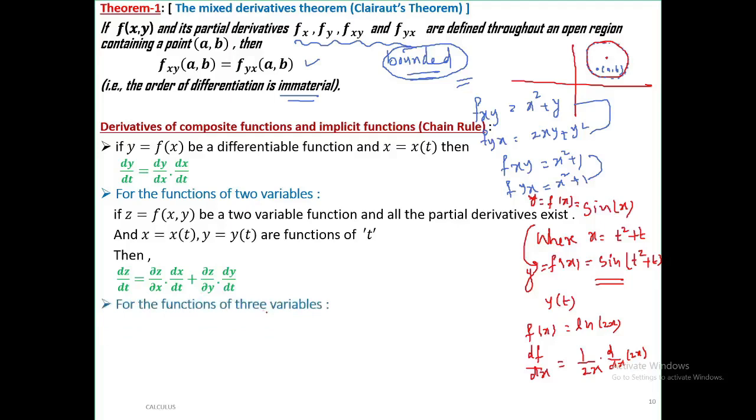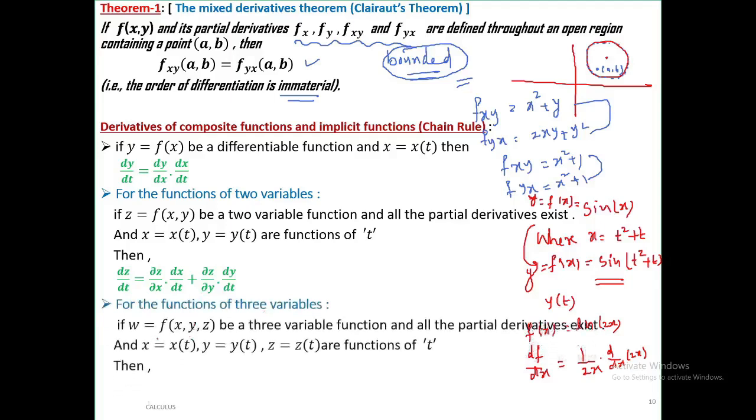And for the function of three variables, same story. If w is equal to a function of x, y, z, the three variable function, and all the partial derivatives exist, and x is a function of t, y is a function of t, and z is a function of t, then how to find dw by dt? Again, since w is a function of three variables, therefore three times you have to do differentiation. So first dou w by dou x with respect to x and dx by dt. By chain rule, x derivative is dx by dt because x is a function of t. And again dou w by dou y, and y is a function of t, dy by dt. And dou w by dou z, and z is a function of t, like this.